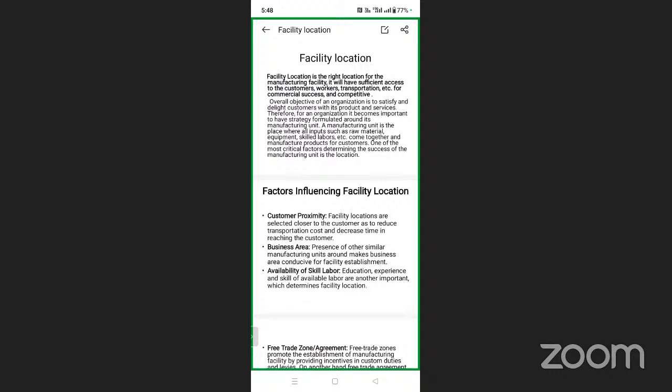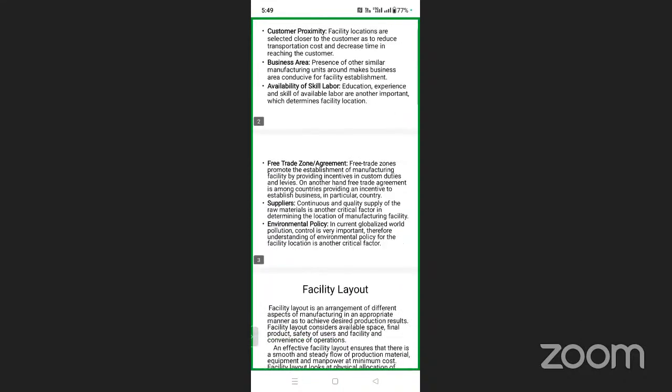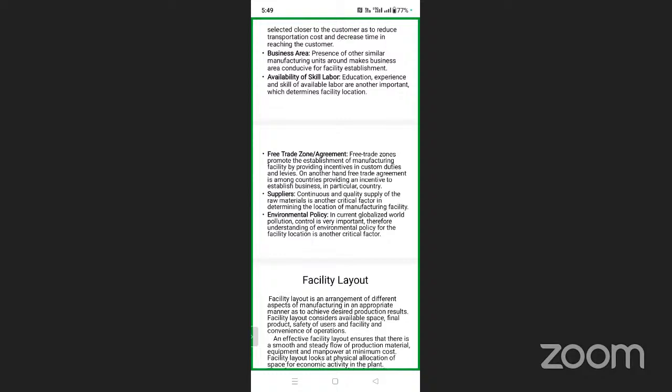Got free trade zone. Then suppliers. What are suppliers? Suppliers means those who supply raw products, raw materials. You got it, suppliers? They supply the material as per our requirement.